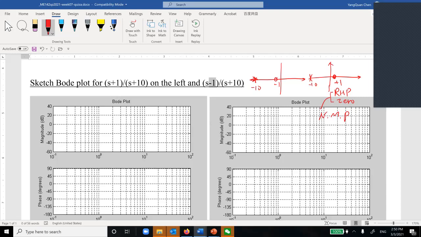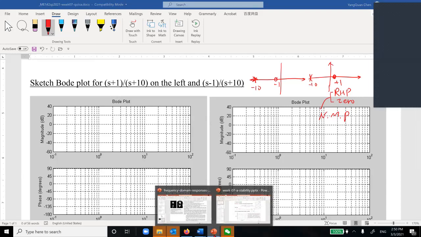Why do we say that? Now I'm going to show you. I did some homework for you. I'm going to show you the non-minimum phase zero.